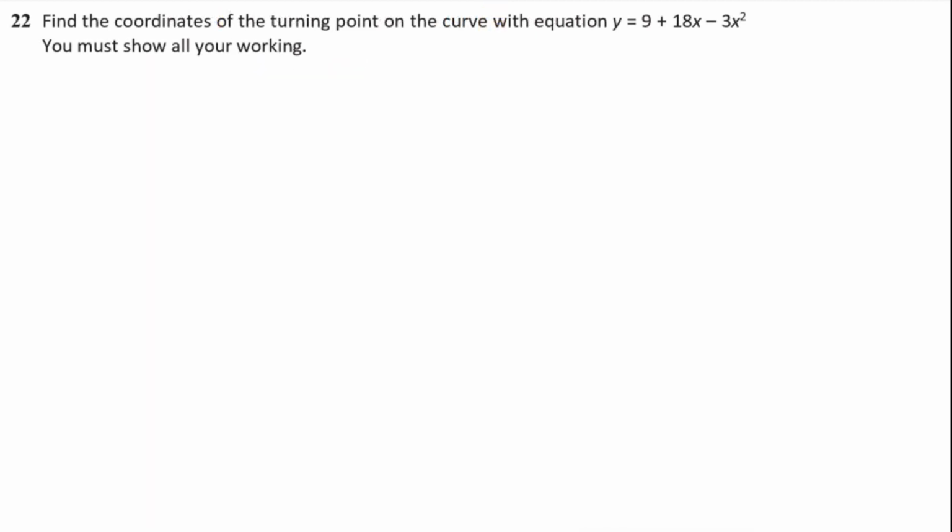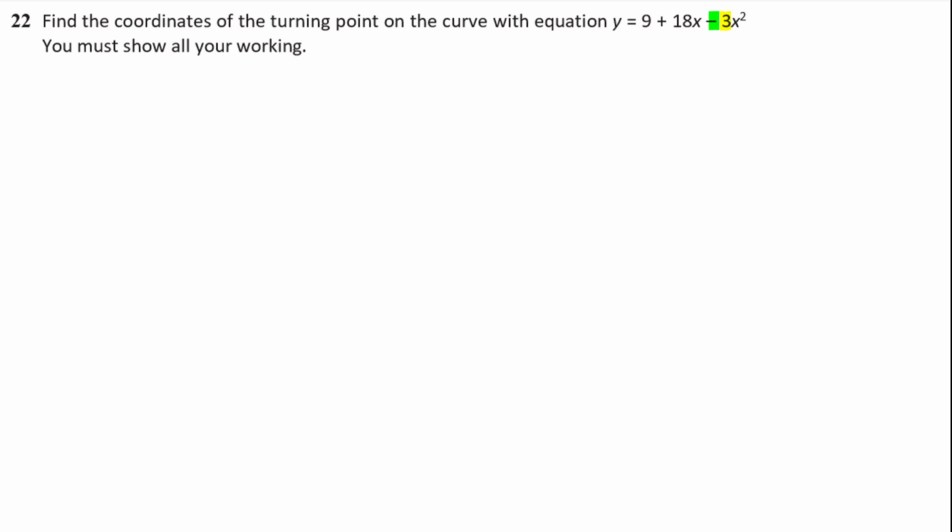Question 2. Find the coordinates of the turning point on the curve with equation y equals 9 plus 18x minus 3x squared. You must show all your work. Now I'm looking at this and wincing inside for two reasons. Firstly, because I've got a number in front of the x squared term which complicates things somewhat. And then finally I've got a minus sign in front of the 3x squared term which complicates things even more. So this is a really hideous turning point question. Okay, so buckle up, we've got to get it done.